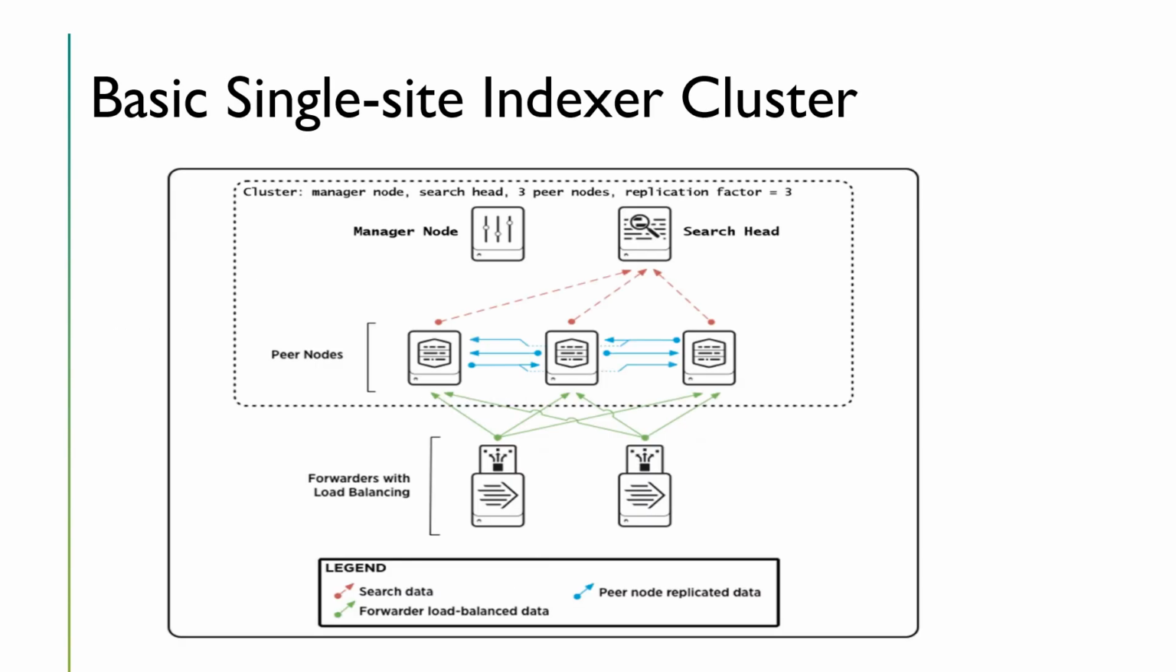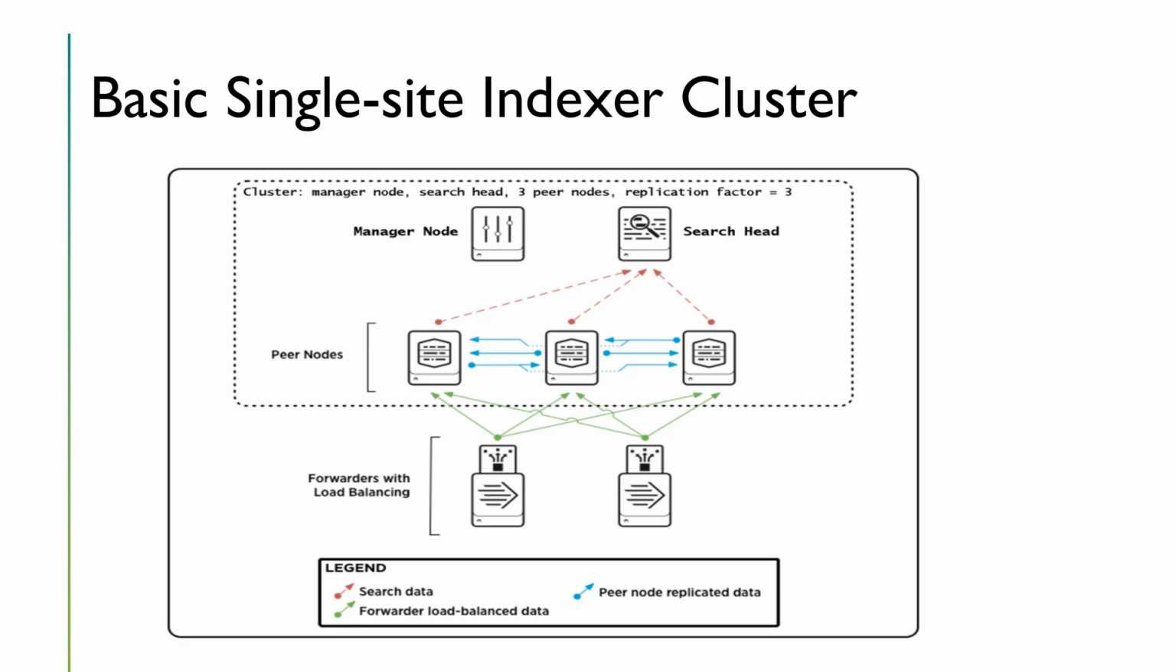So here is just an overview of a single site indexer cluster. As you can see, there is a manager node and a search head. The search head is communicating with all your peer nodes. You have three peer nodes and a few EUFs, right? Your EUFs will be sending data using LB to your indexers, and upon receiving the data on the peer node, the data will be replicated to other peer nodes based on the replication factor and search factor. Once the data gets replicated, it will have multiple copies among peer nodes.